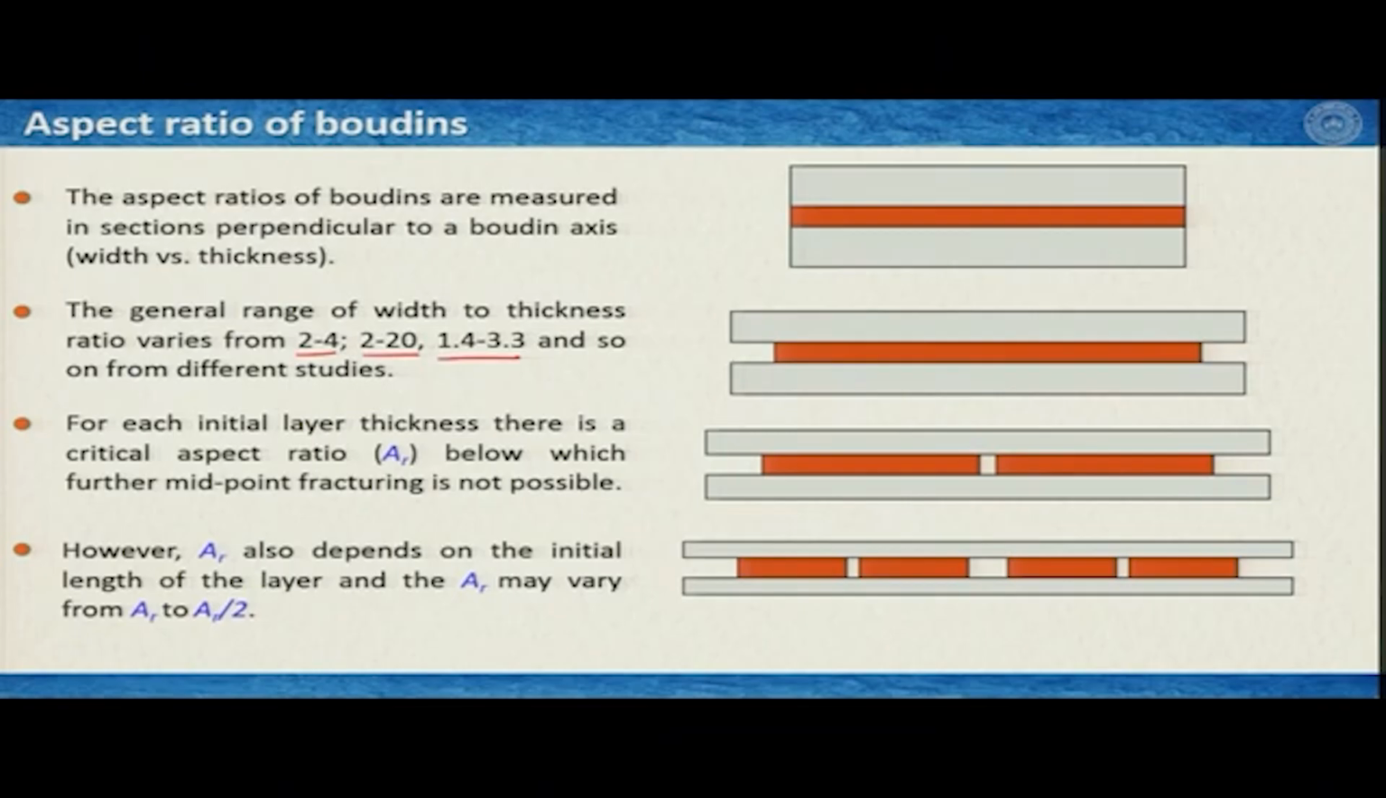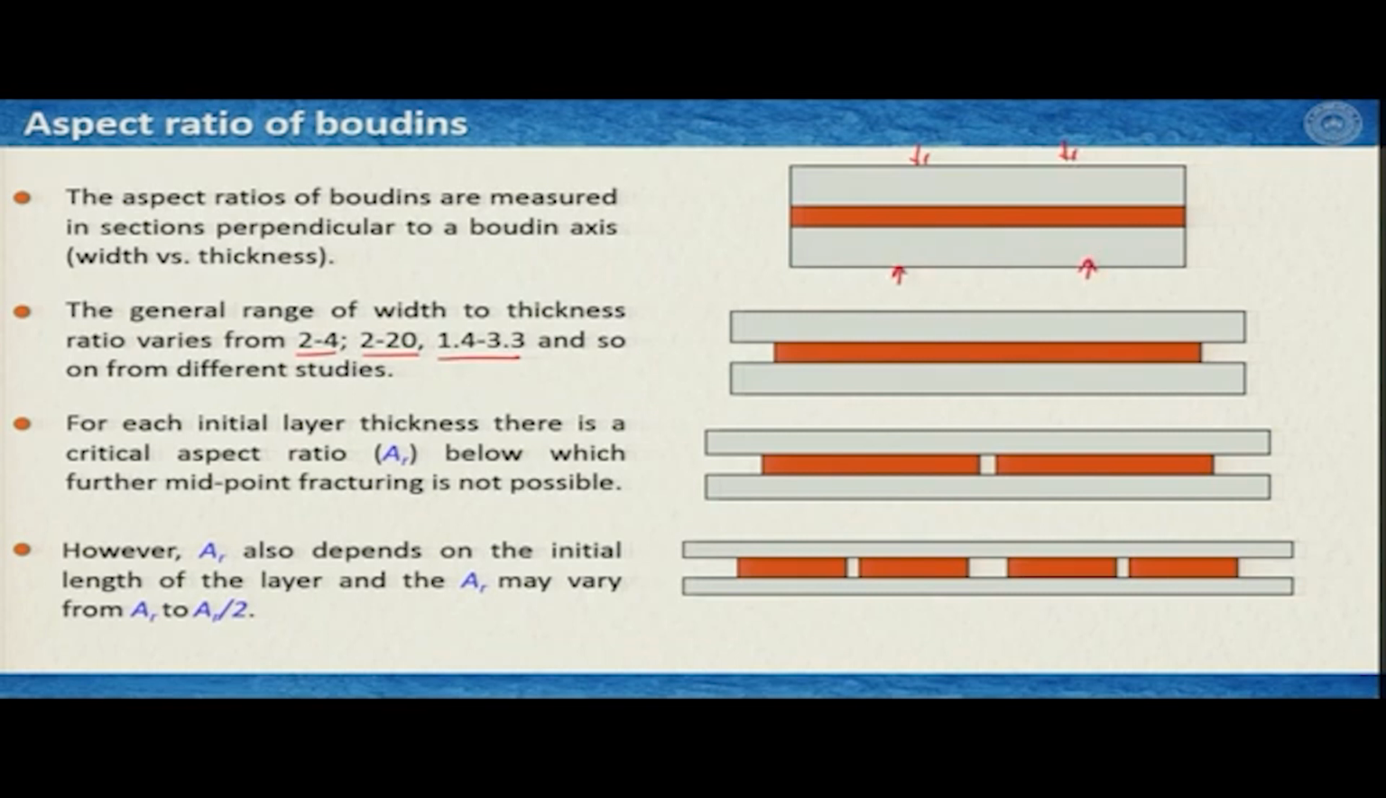So, the theory of boudinage predicts that in any one competent bed, boudins with a restricted range of aspect ratios should be more frequent than others. Now, you can consider a simple situation. Assume that a brittle layer is sandwiched between two ductile layers and is subjected to a layer normal compression. This is the case you can consider. We have seen this illustration before.